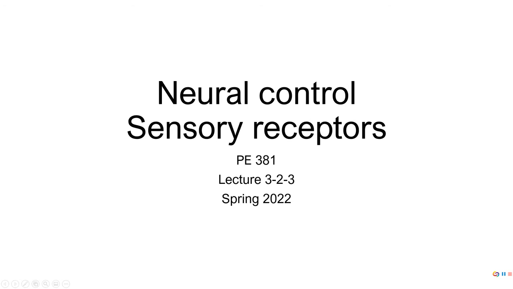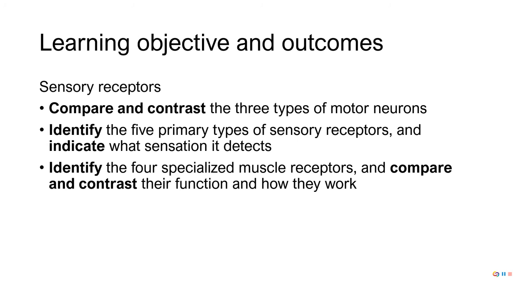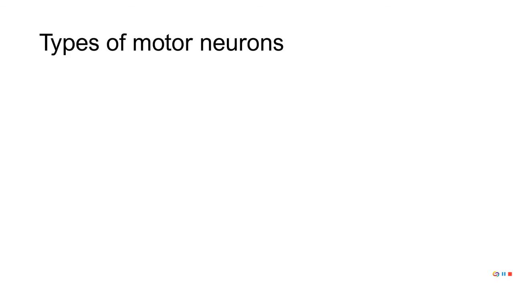To end the neural control chapter, we're going to talk about different types of sensory receptors. This leads to our outcomes, and so we're going to break things up into three different categories: motor neurons, sensory receptors, and muscle receptors. Now, there are three types of motor neurons.